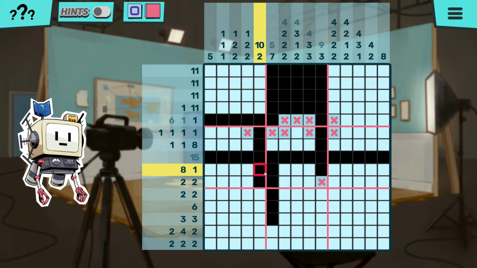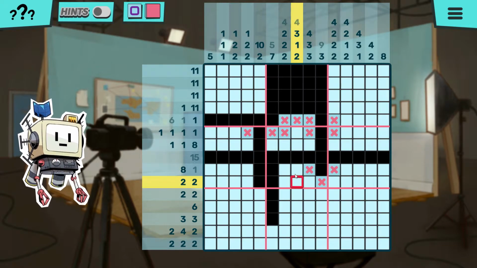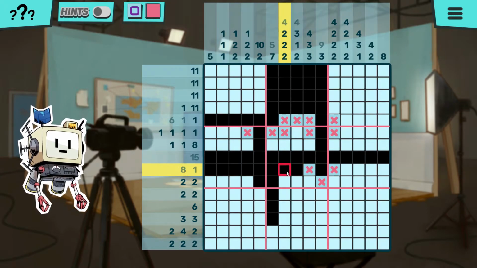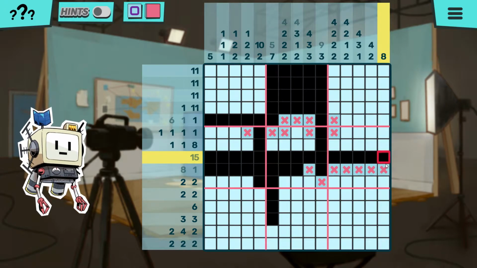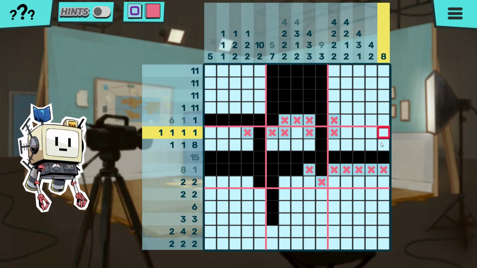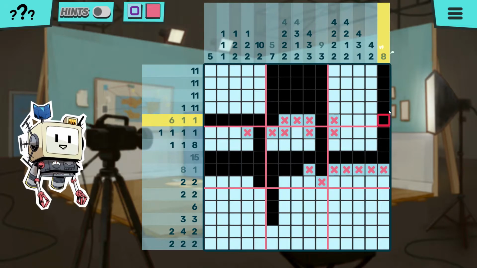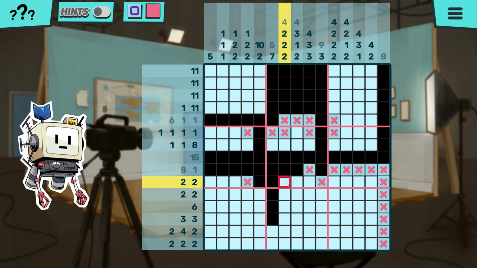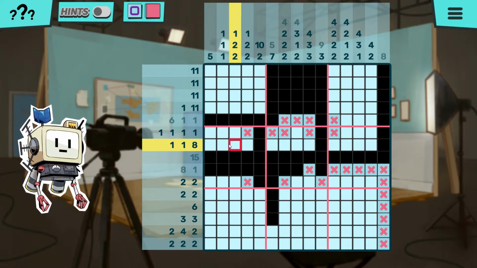So that means this has to be the 8. This has to be the 1. For that to be a thing, it needs to be filled up to here, making these blank. That automatically means, because that's only 6 down here, this needs to be the 8 up here. Okay, so these all need to be blank. We've got a 2 done here.